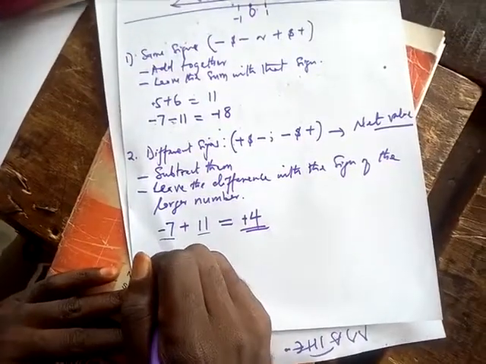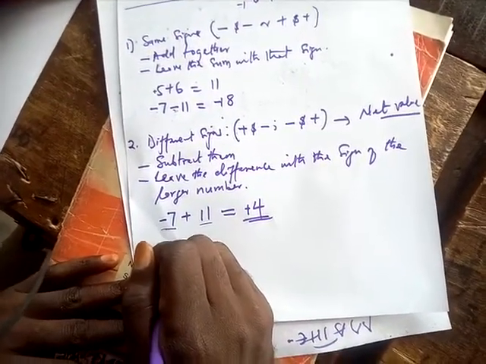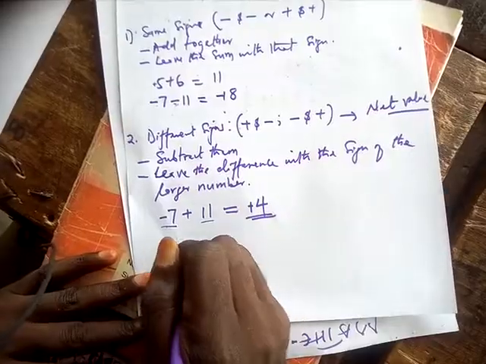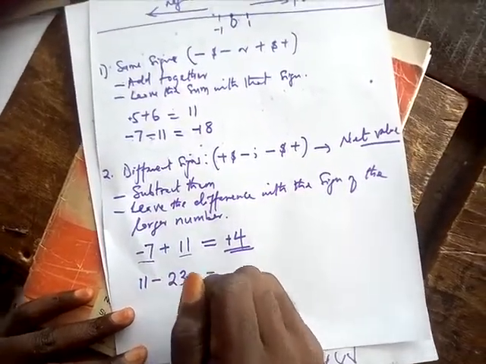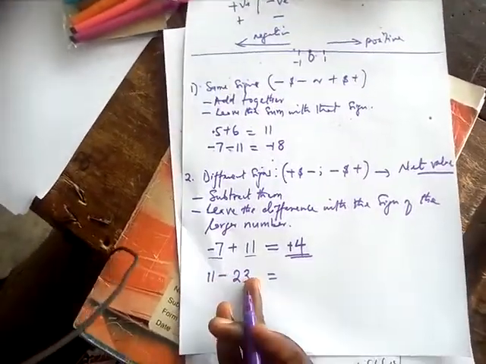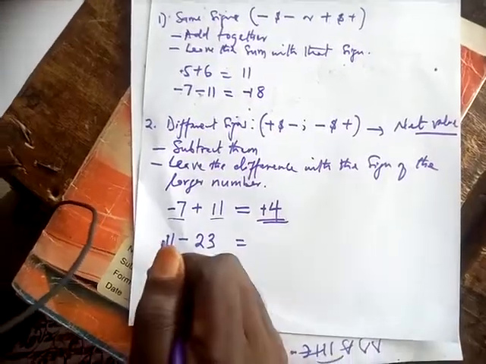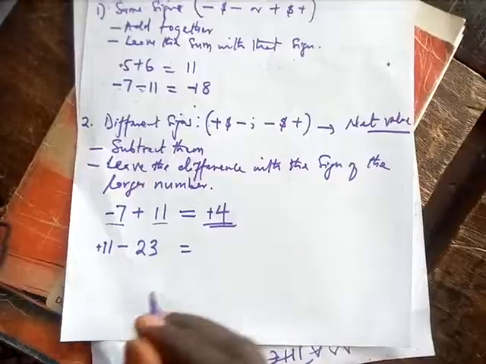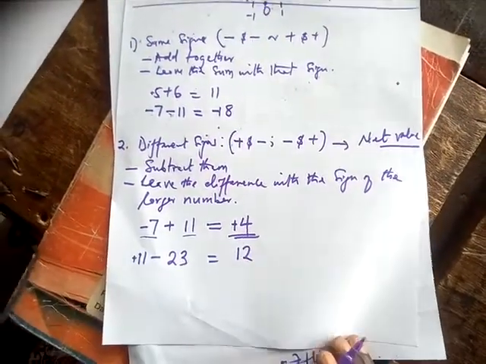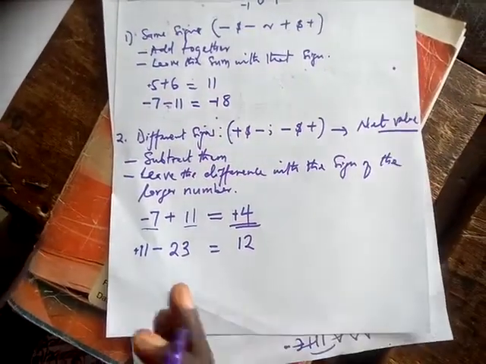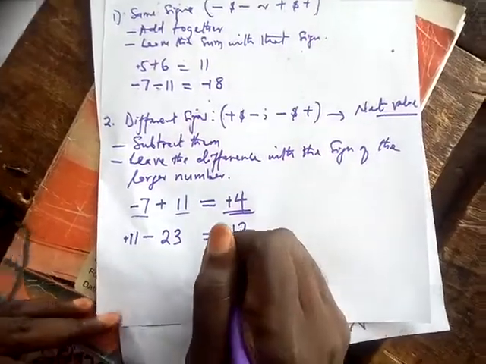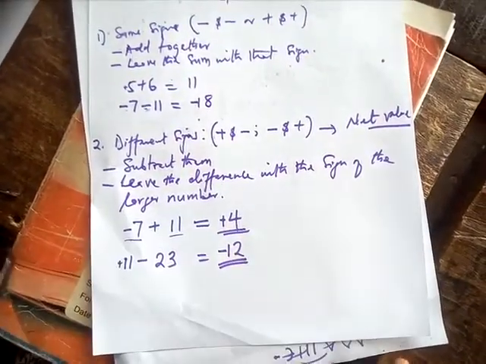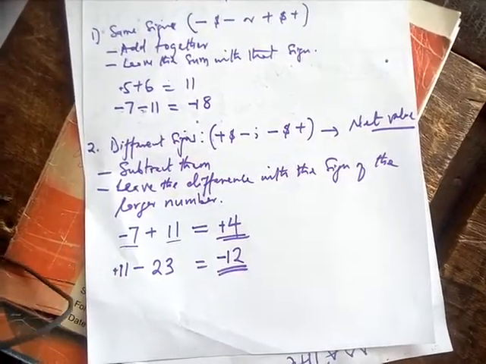Another example, you have things like 11 minus 23. 11 and 23 have different signs. This is positive, this is negative. Since they have different signs, you subtract. When you subtract, you have 12. Then the sign of the larger number, which is 23, is negative. That is how you do things like this.